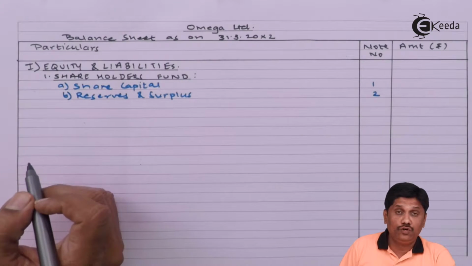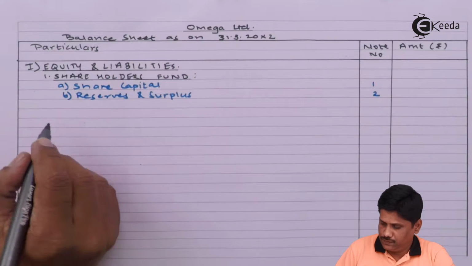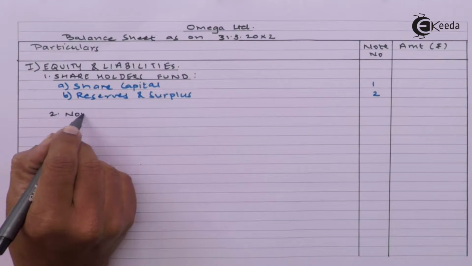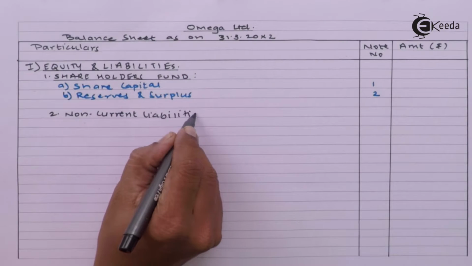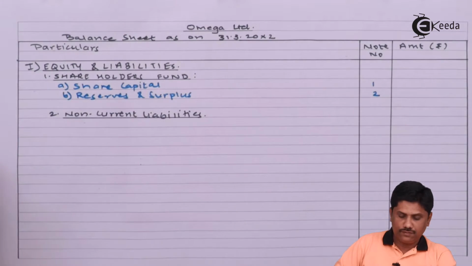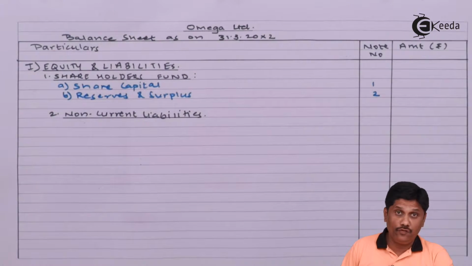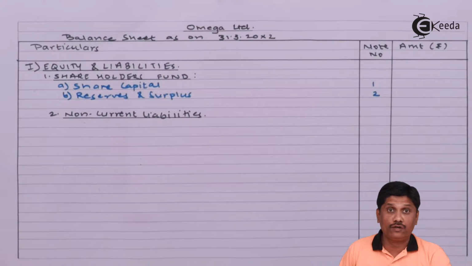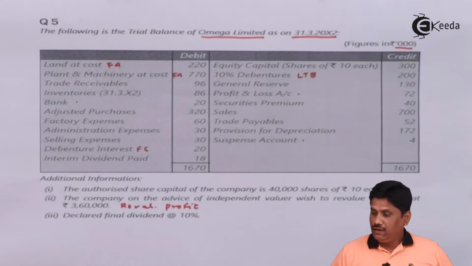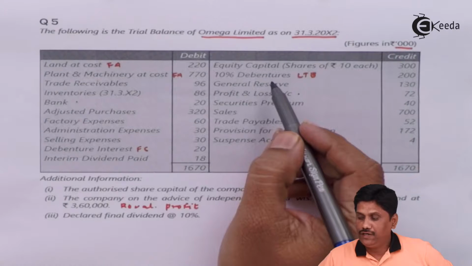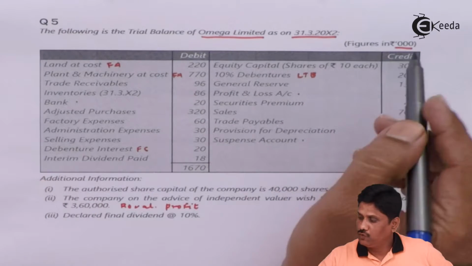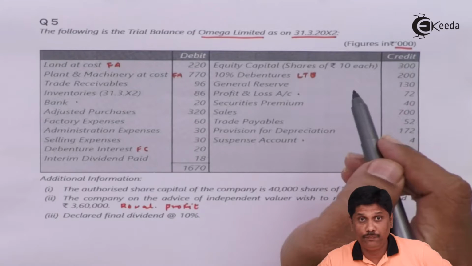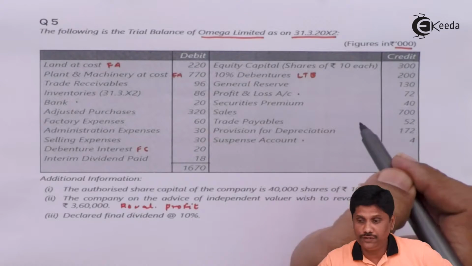Next heading is your non-current liabilities. Under non-current liabilities, we have long-term borrowing. Let's check whether we have a long-term borrowing in our question. In our question, we have debentures as a long-term borrowing, so we'll mention it. And here rupees are in thousands, so I will put that it is rupees in 1000.